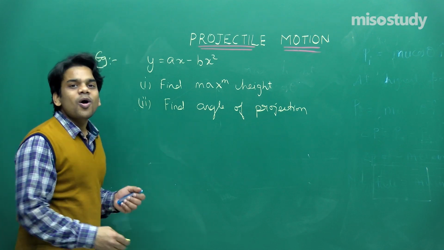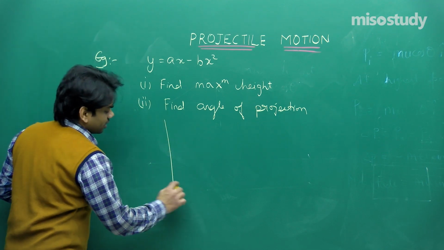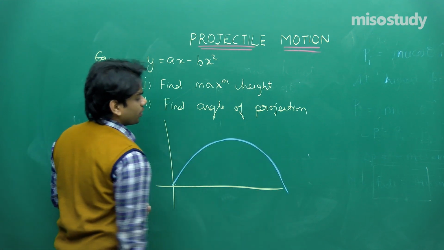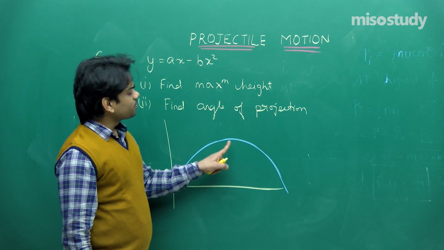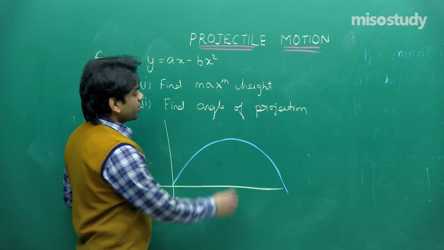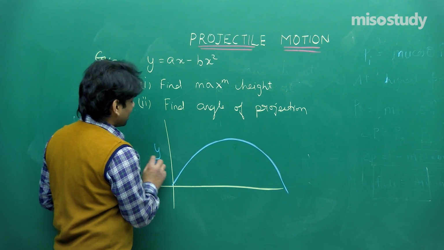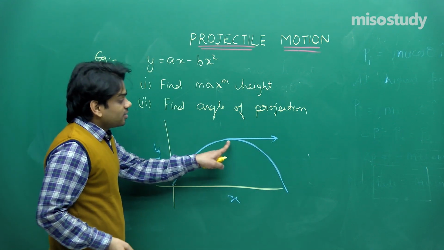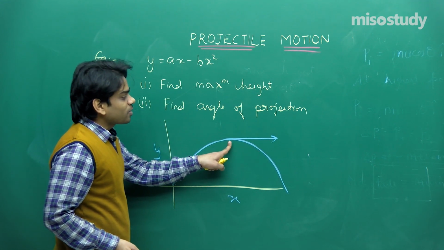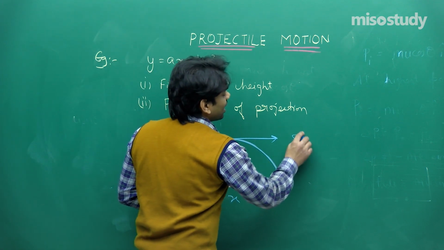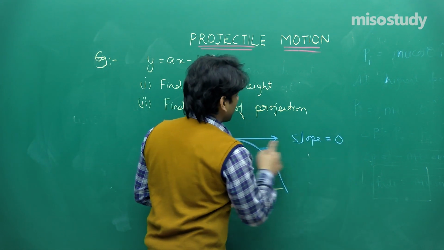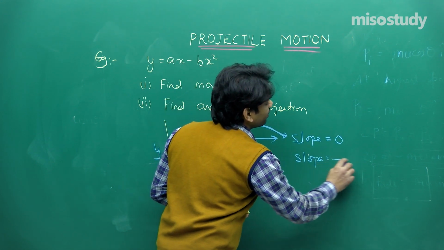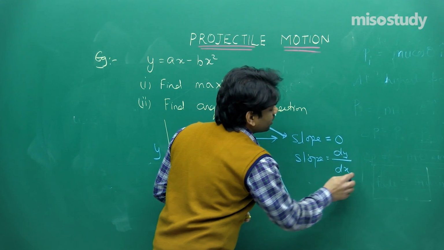Now if you see how the particle moves, this is how the particle will be moving. In this case, at maximum height, if you see how y and x are varying, the slope of the curve at maximum height will be 0. The slope is equal to 0 at this point, and the slope is actually equal to dy by dx. At any point we know that the slope is equal to dy by dx.